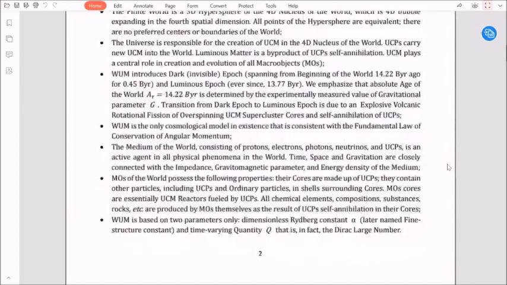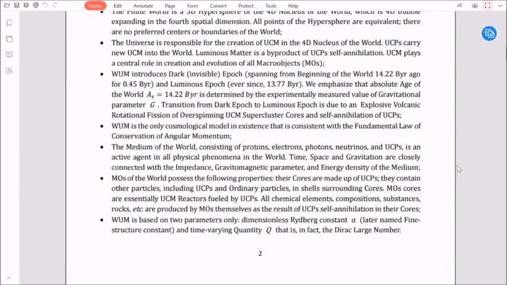Macro objects of the world possess the following properties. Their cores are made up of UC particles. They contain other particles, including UC particles and ordinary particles, in shells surrounding cores. Macro objects' cores are essentially UC matter reactors fueled by UC particles. All chemical elements, compositions, substances, rocks, etc., are produced by macro objects themselves as the result of UC particles' self-annihilation in their cores.